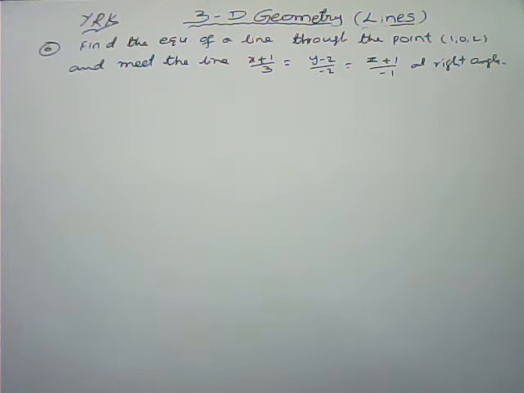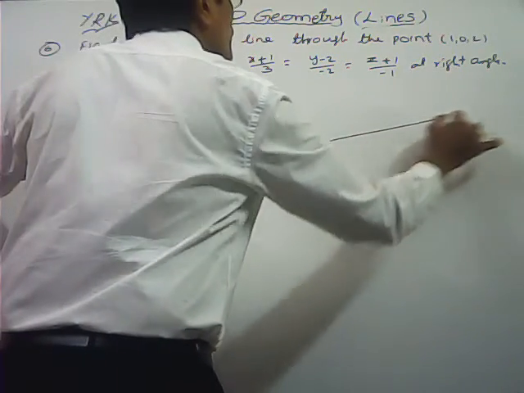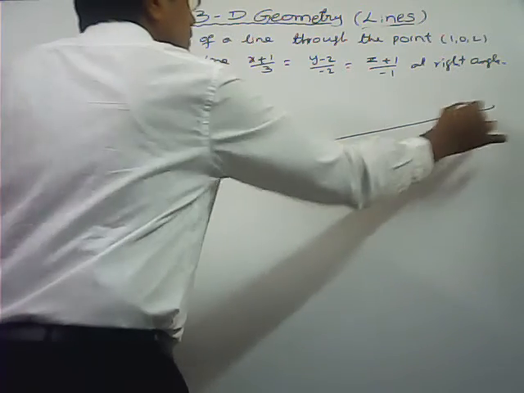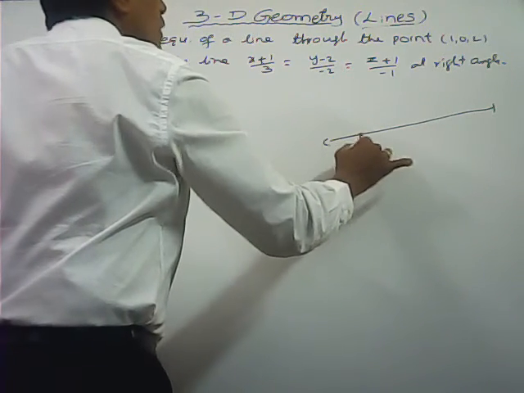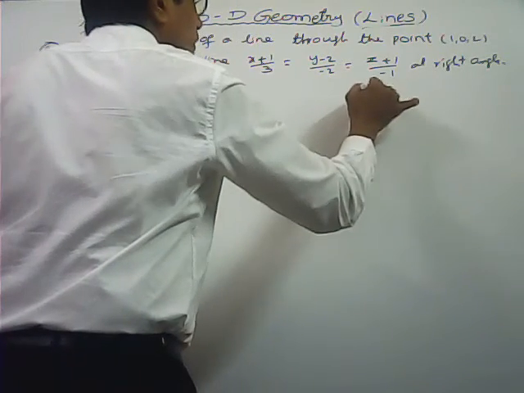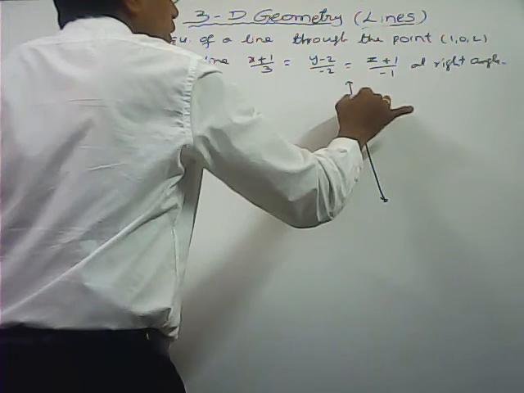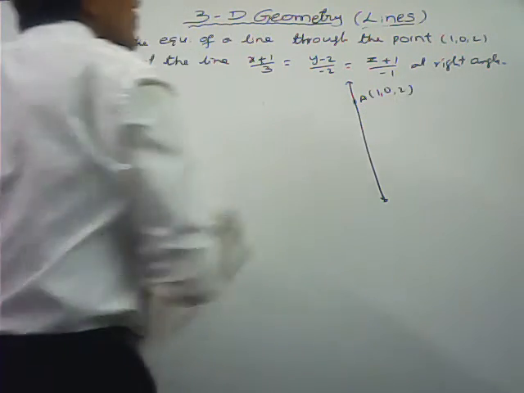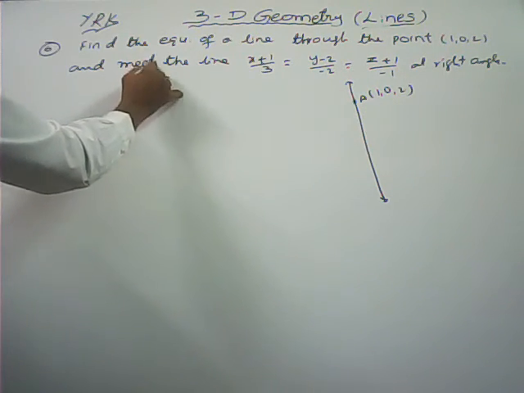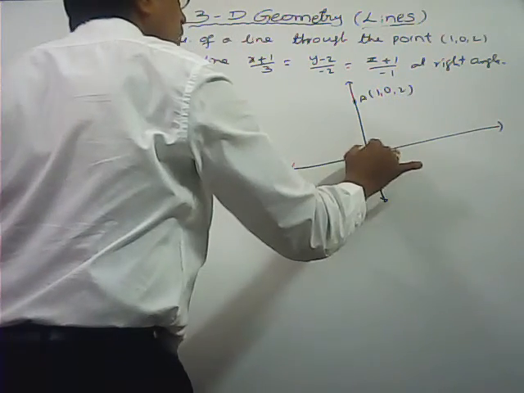Next one: find the equation of the line through the point 1, 0, 2 and meeting the given line at a right angle. Find the equation of the line that passes through the point A(1, 0, 2). This line passes through the point 1, 0, 2 and meets one more given line at a right angle.